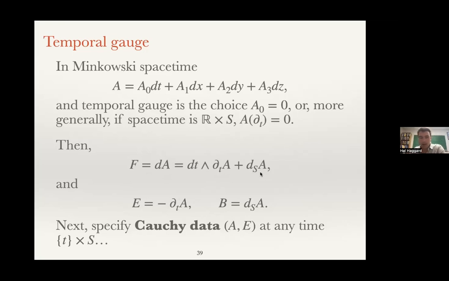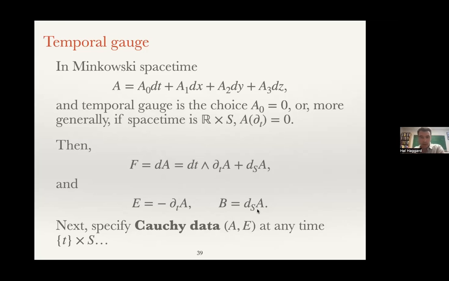If we look at what that means, you remember the electric field, well, it was in the other order, but it was essentially the thing that was wedged with dt. So that means the electric field must be negative dtA in temporal gauge. A here is this whole one form. So this time derivative is taking the derivative of all the non-vanishing parts of the gauge potential. And B was the rest of the stuff. And so B must be the spatial exterior derivative of A.